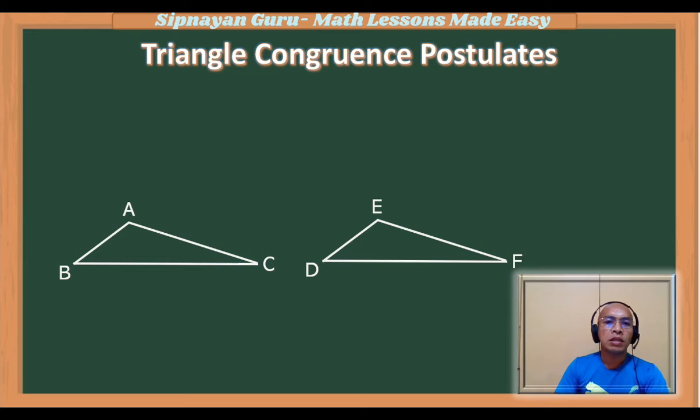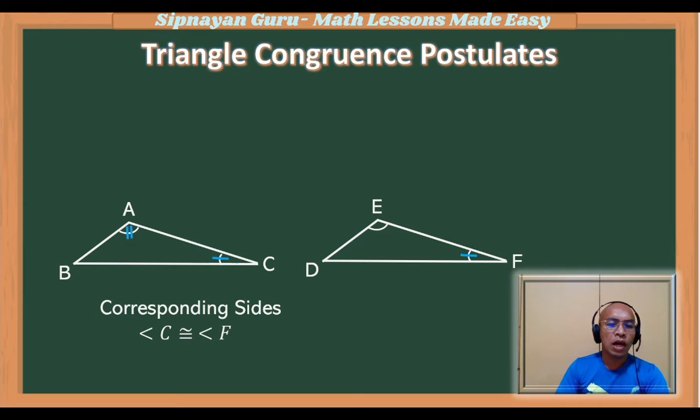Now, let's have another triangle congruence postulate, again by illustrating these two triangles. Suppose angle C is congruent to angle F. Angle A is also congruent to angle E.